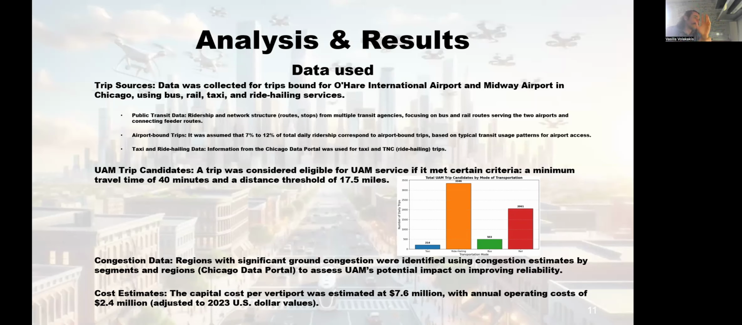And to give you an idea, we defined our demand for a trip to be an urban air mobility service trip, for example, and to be eligible for that, the only two criteria were that it has to have a minimum travel time of 40 minutes or above and a minimum distance of 17.5 miles, which are all based on the literature on advanced urban air mobility. And in terms of the congestion data, regions with significant ground congestion were identified using congestion estimates, again by the Chicago portal. And the capital cost per vertiport was estimated at 7.6 million with annual operating cost of 2.4 million.